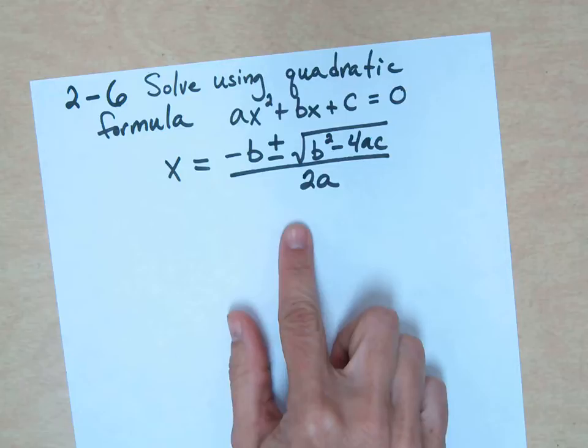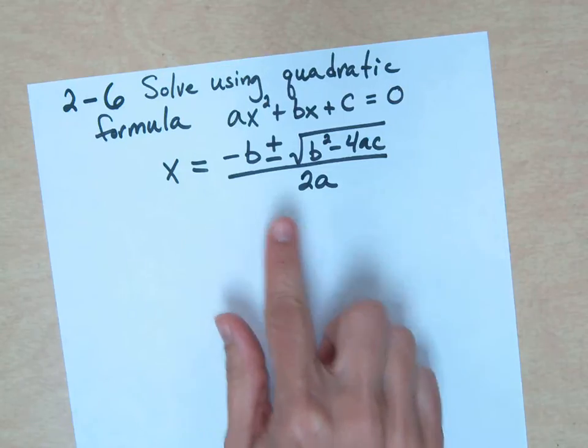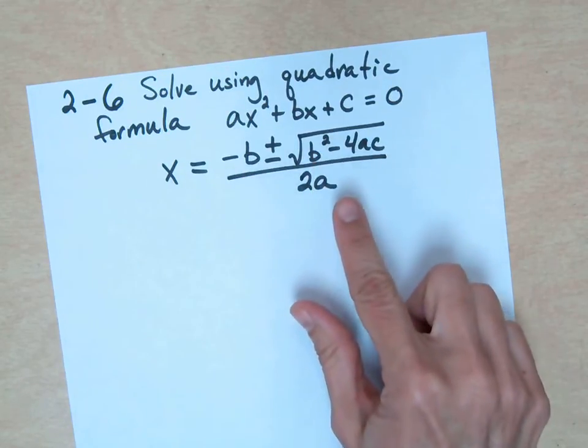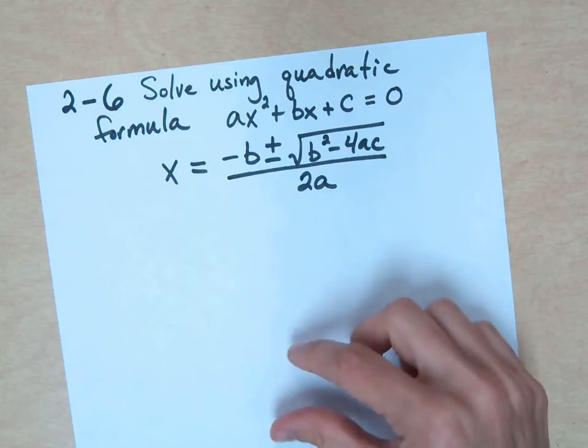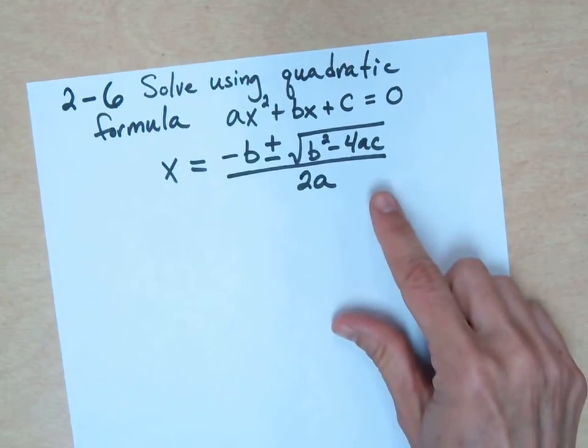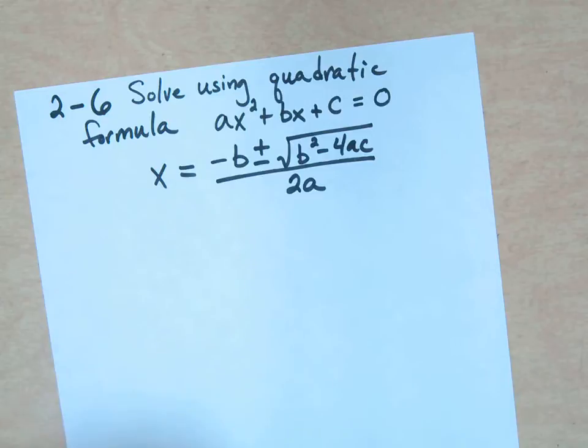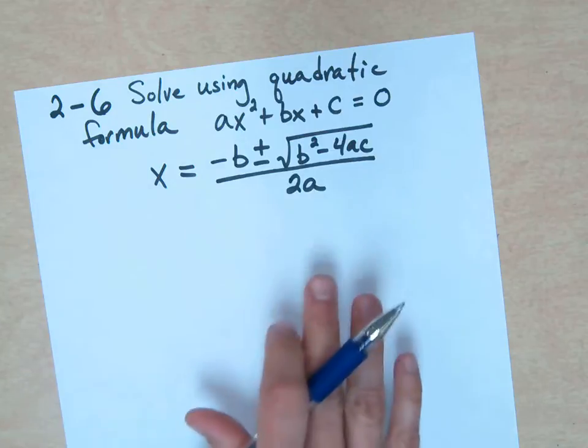The disadvantage to using it is you have to do this arithmetic really carefully, and it takes a number of steps. It takes longer than factoring. That's the disadvantage. So you don't want to use it unless you have to. So we're going to do 3 different examples of using this.